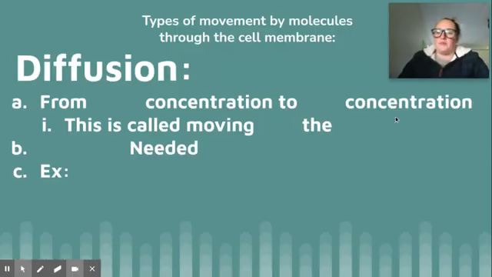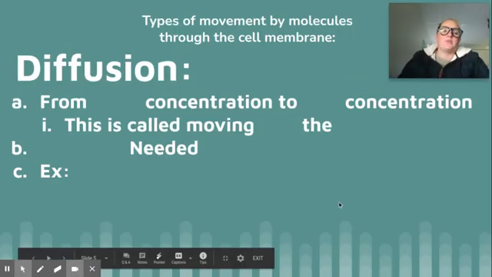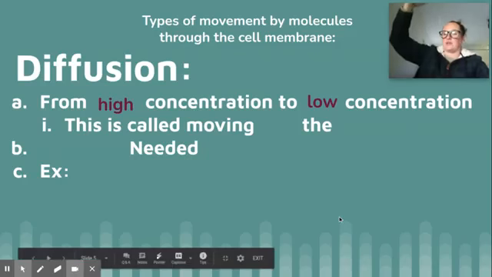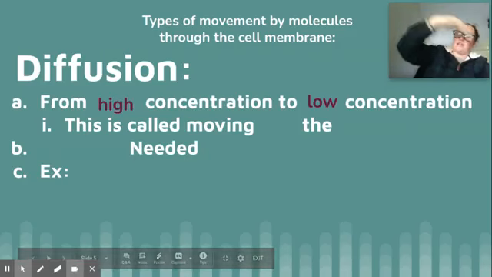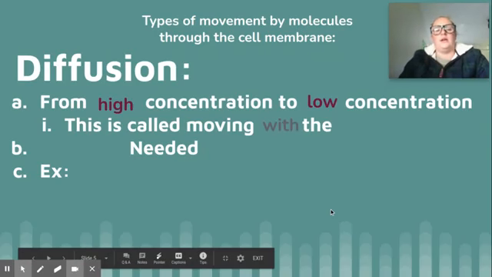Diffusion is movement of molecules. So this is all types of movement of molecules through the cell membranes. Movement of molecules from a high concentration to a low concentration. It's kind of like sledding. You start at the top of the hill and you fly down to the bottom of the hill. So you're moving naturally from that high to the low. It's called moving with the concentration gradient.